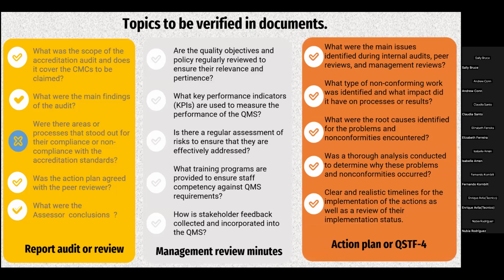In the action plan for the QSTF-4, what were the main issues identified during the internal audits, the peer reviews and the management reviews? Which types of non-conforming work were identified and how were they dealt with, and what impact did they have on the process and the results? What were the fundamental causes identified by the Institute for the problems and non-conformities found? Was there a real and thorough analysis to determine why these non-conformities occurred, and were realistic timelines presented to implement the actions? And what will be the implementation of these actions and their impact?